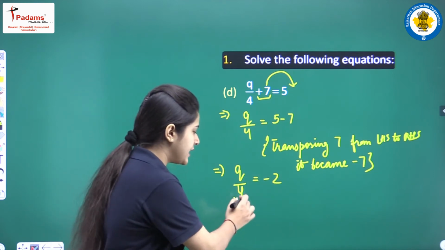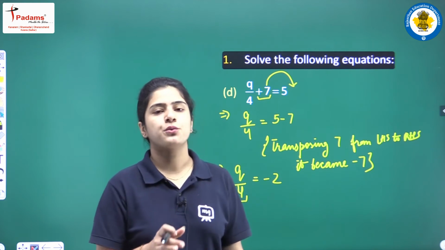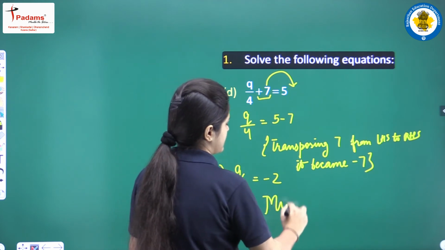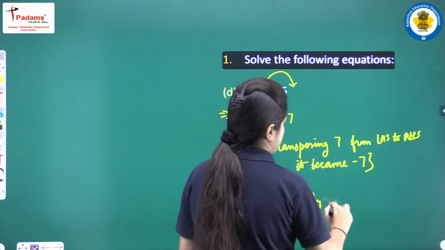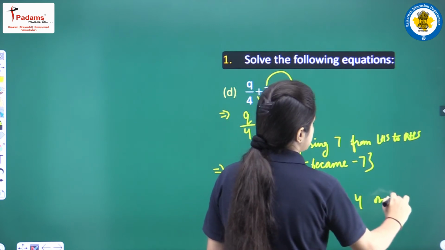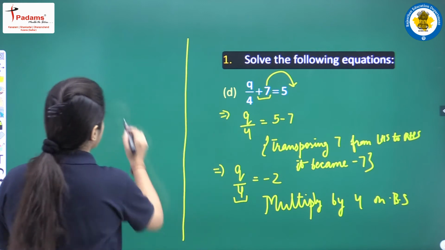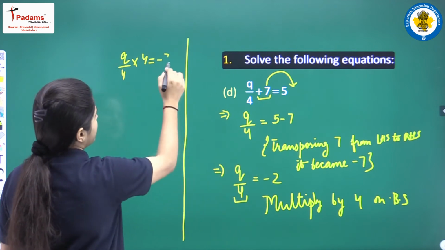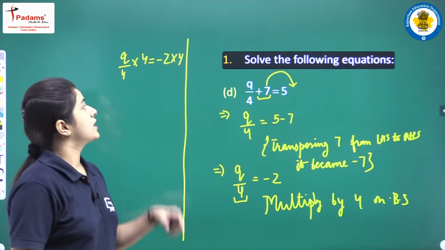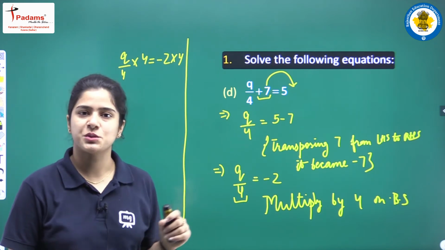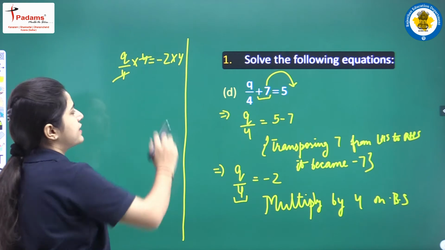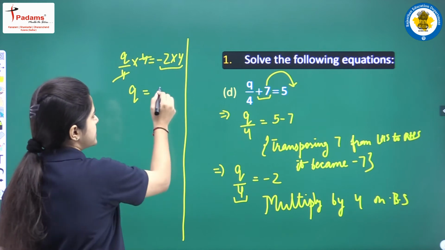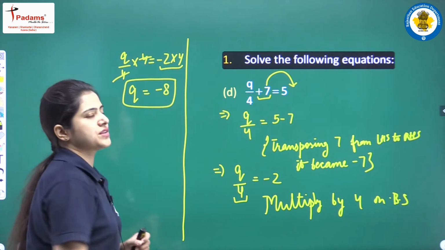Now, this 4 is in the division with the variable, and if you want to eliminate this 4, you have to multiply by 4 on both the sides. Okay, students. So, multiply by 4 on both sides. Right, students. What will we got? Q upon 4 into 4 is equals to minus 2 into 4. Okay students, now this 4 and 4 will cancel out each other. Okay, what is left? Q is left. Minus 2 into 4 is equals to minus 8. This is your result students.